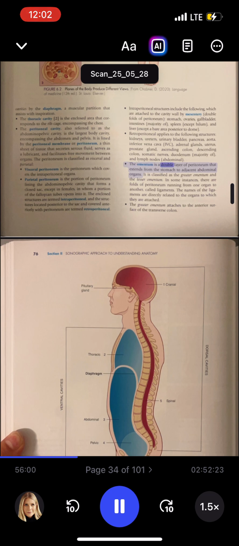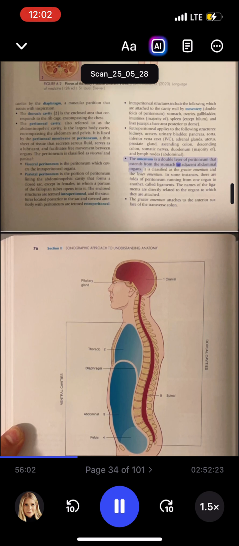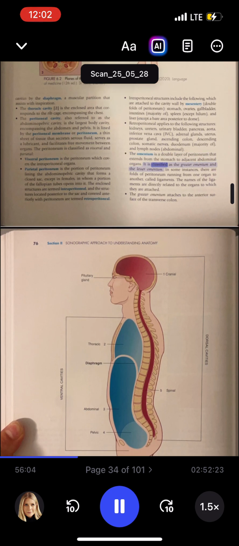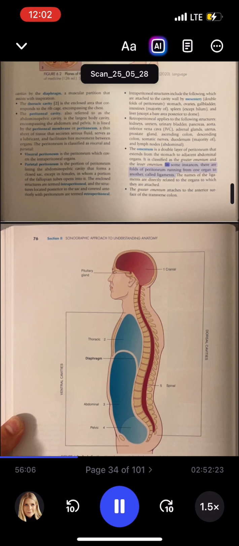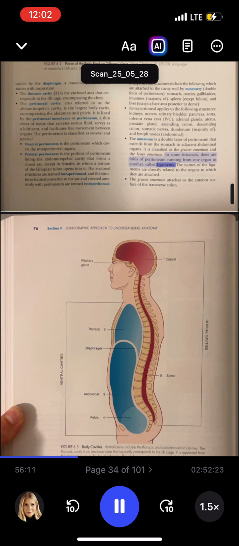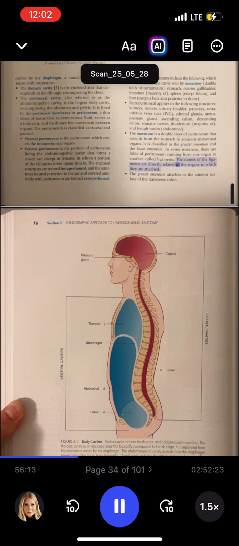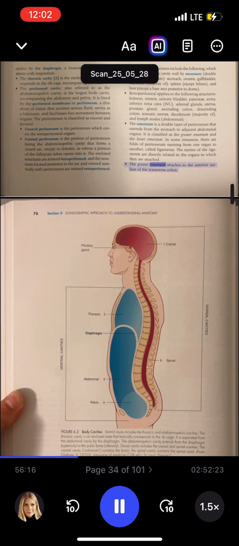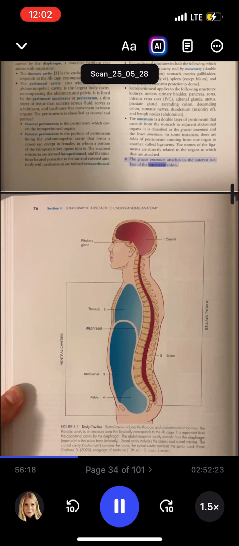The omentum is a double layer of peritoneum that extends from the stomach to adjacent abdominal organs. It is classified as the greater omentum and the lesser omentum. In some instances, there are folds of peritoneum running from one organ to another, called ligaments. The names of the ligaments are directly related to the organs to which they are attached. The greater omentum attaches to the anterior surface of the transverse colon.